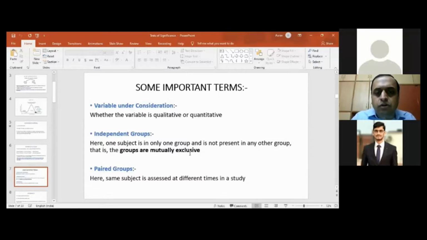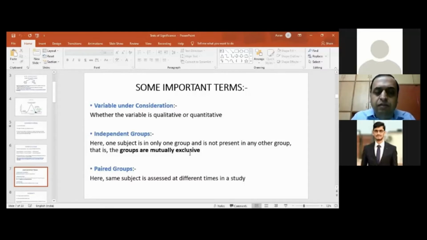So what will he do? He will call the patient on the 10th day, 20th day, and 30th day. The same patient sample will be taken. So patient number 1 at baseline, then at the 10th day, then at the 20th day, then at the 30th day. So the same person's sample is being repeated. This is called paired group.